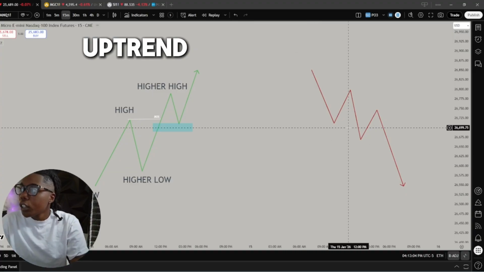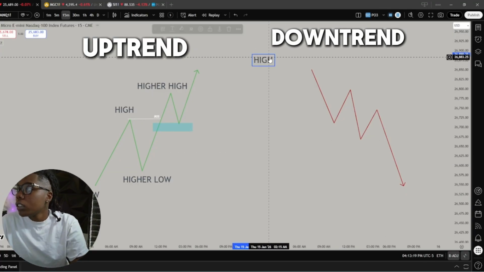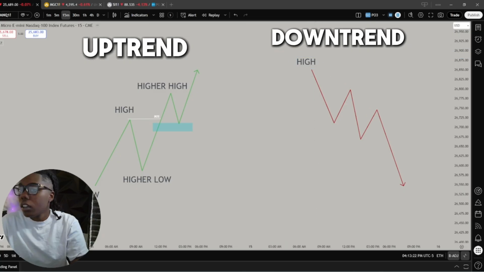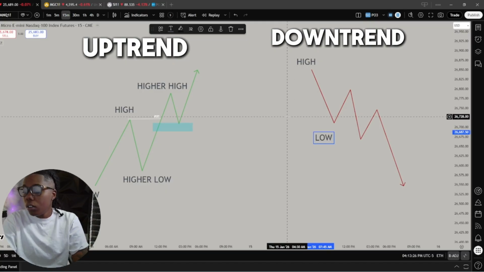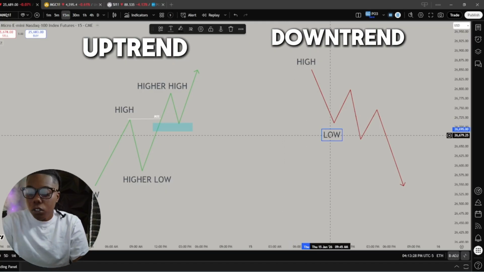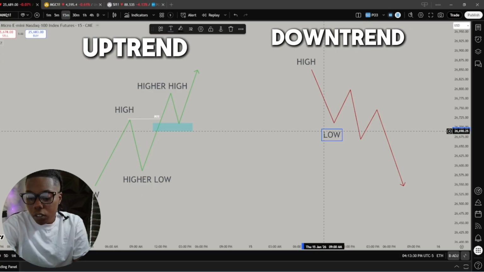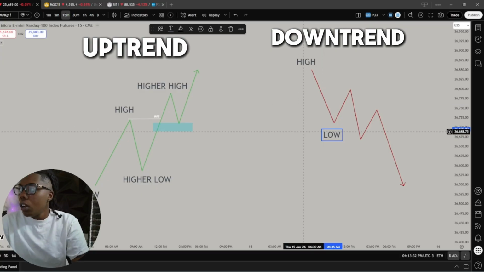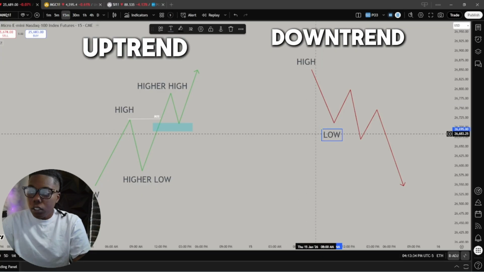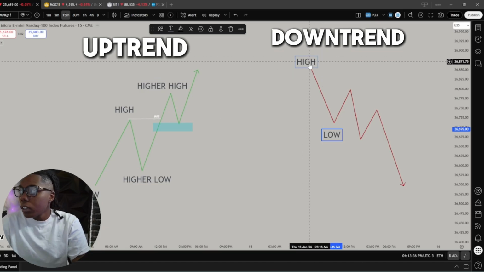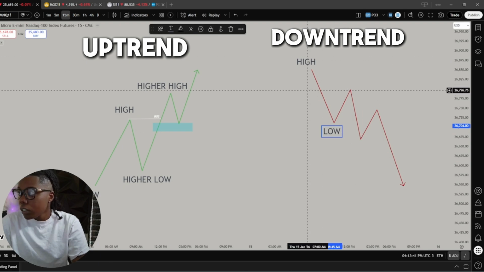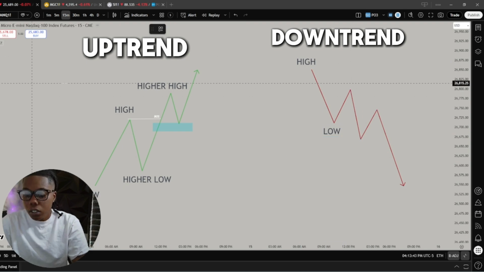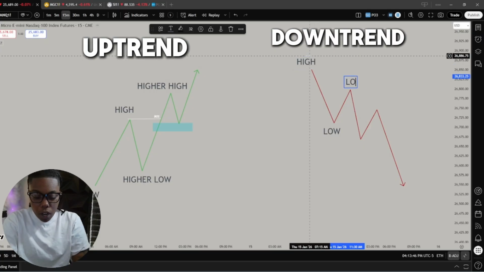And then here, over here to the right, we'll say this is our high on this downtrend, and then we have our low. So just going back a little bit, when we're talking about a downtrend, we want to see a series of lower highs and lower lows. So here we have our high on this downtrend, and we have our low, right? Now at this point, we have a lower high.